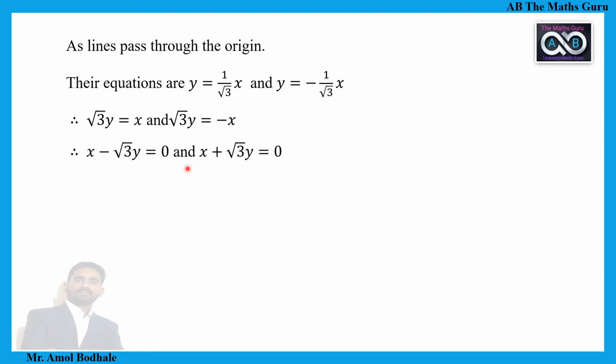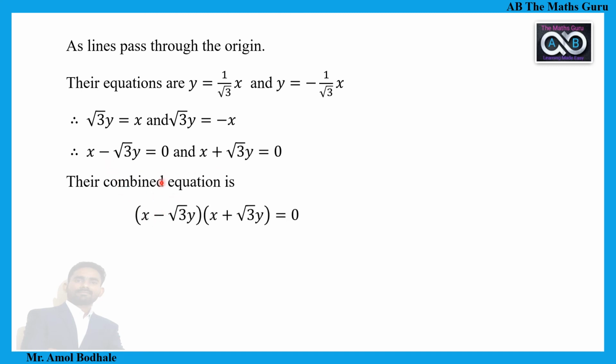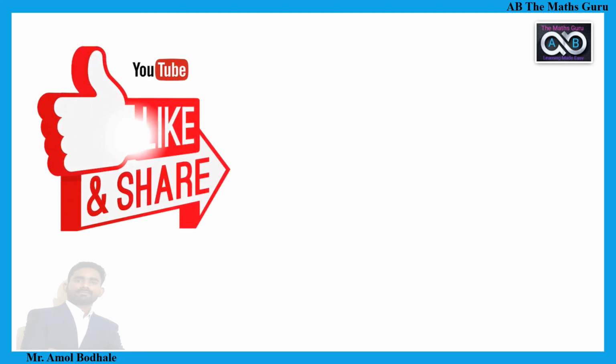We have to calculate their combined equation. So their combined equation is the product of both, that is (x minus root 3 y) into (x plus root 3 y) equal to 0. We could multiply x with this bracket and minus root 3 y with this bracket, or this is in a special form, a minus b into a plus b. So we can directly write it as a square minus b square, that is square of the first term minus square of the second term, that is x square minus 3y square equal to 0. So this is the required combined equation.